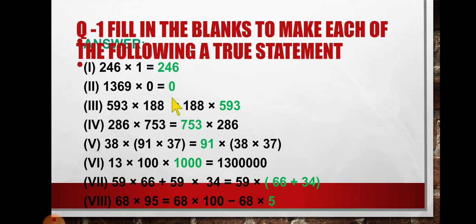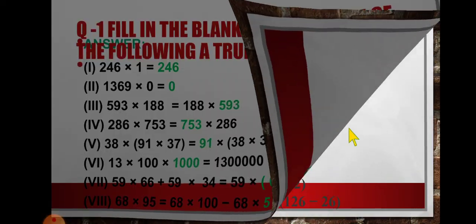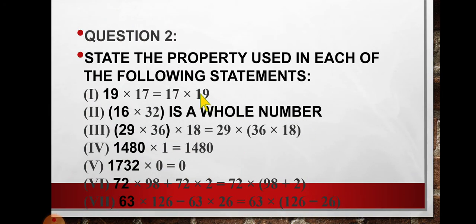Our second question applies the multiplicative property of 0. When we multiply any whole number by 0, we will get 0. And when we change the order of the given numbers, here we can change the orders: 593 multiplied by 188, so there also 188 multiplied by 593. Other questions also apply the properties, so you can see. Let's see our second question.